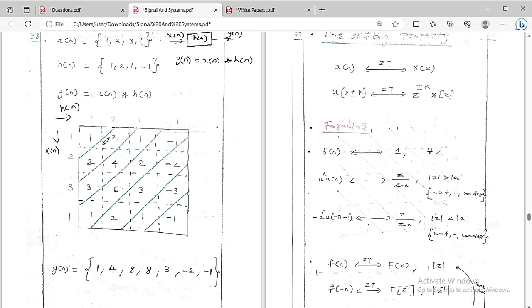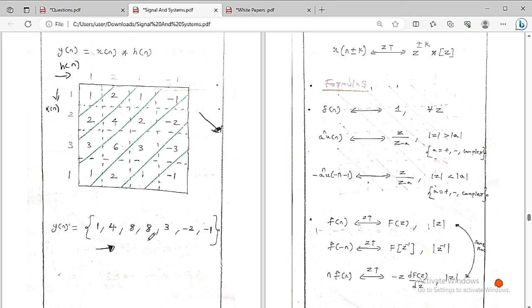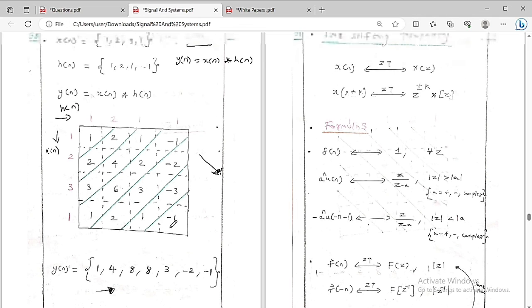So you have to take the values from top to bottom. Like this you have to take the values. So in this direction you have to collect the values and write them in this way. You have to transfer all the values in this direction. So y of n is nothing but 1, 4, 8, 8, 3, minus 2, minus 1. So this is the y of n that we are going to get. This is the correct solution of this question. I want you to remember only one thing, which is that these are the values of the y of n.